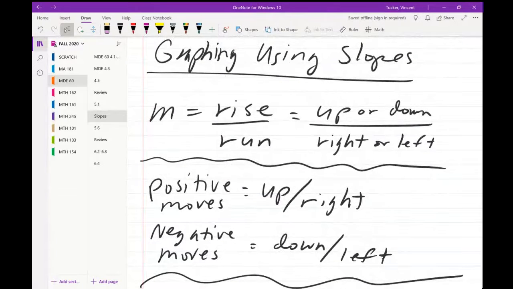All right, so here we go. Graphing using your slopes. As mentioned before, your slope is equal to rise over run. Rise is going to mean up or down. Your run is going to mean right or left. So your slope is actually going to be instructions for you to move up or down, right or left. So you're going to have positive moves. Your positive moves will be up and right. Your negative moves, down and left.